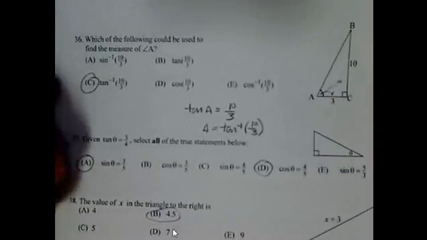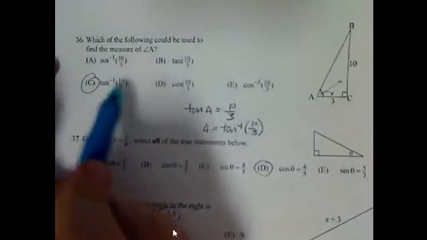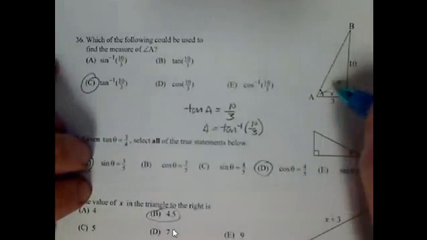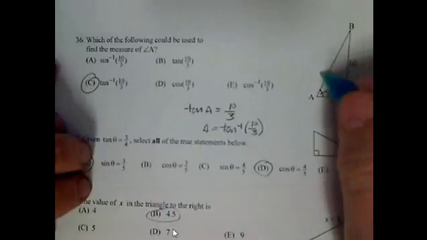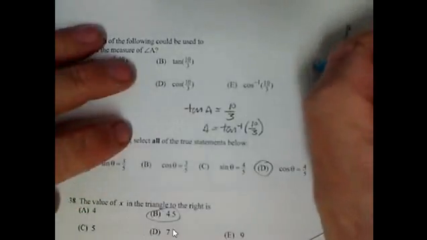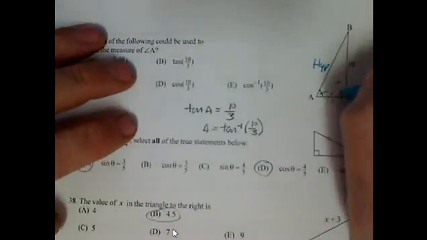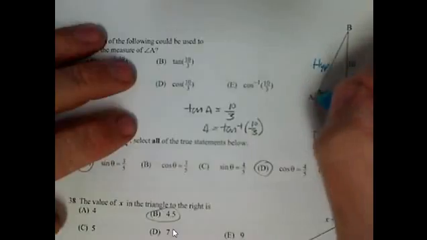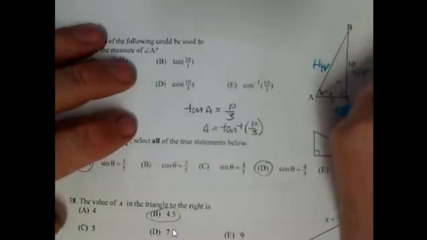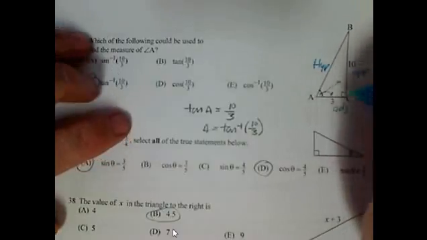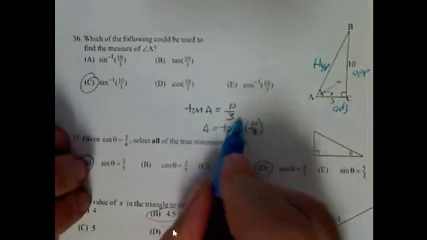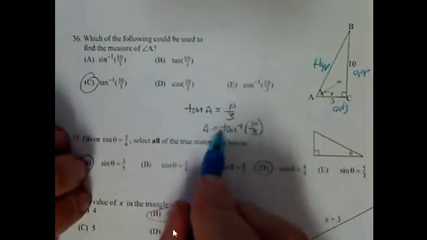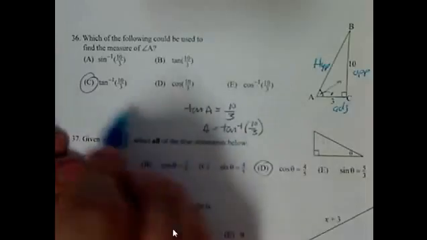This one's about finding angles. When you have to find an angle, you've got to use the inverse. So I look at what I have. This is the angle I've got. I've got the adjacent side and the opposite side. This side's the hypotenuse, so it's not a bad idea to label where the hypotenuse is, opposite, adjacent. So that means tangent of A is equal to 10/3. To solve this, I've got to do inverse tangent. So I do tangent inverse of 10/3.